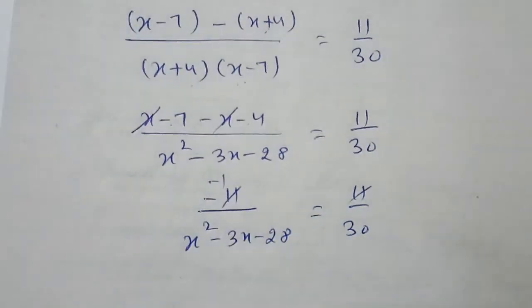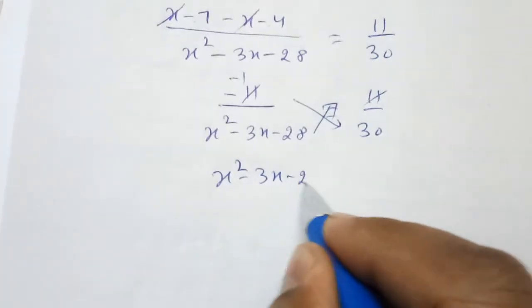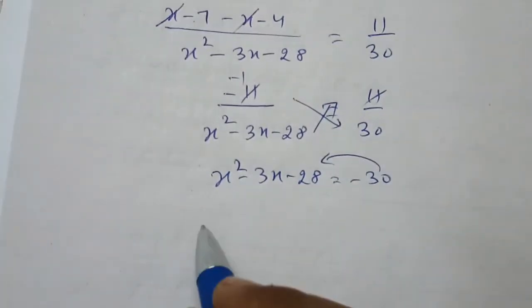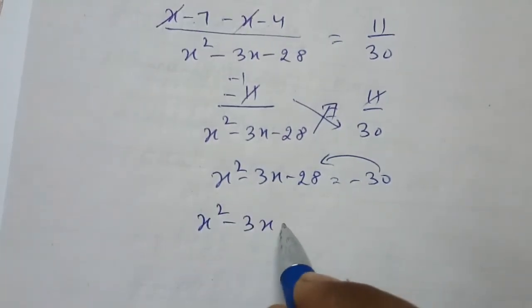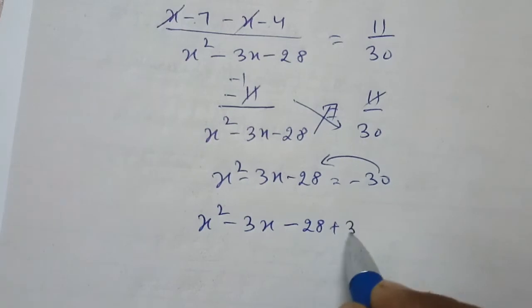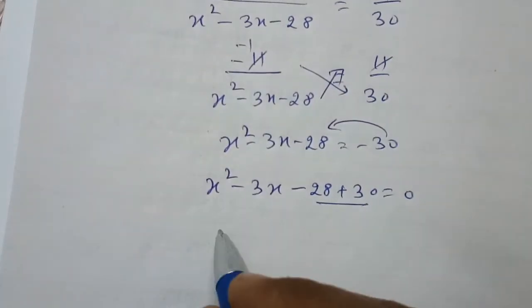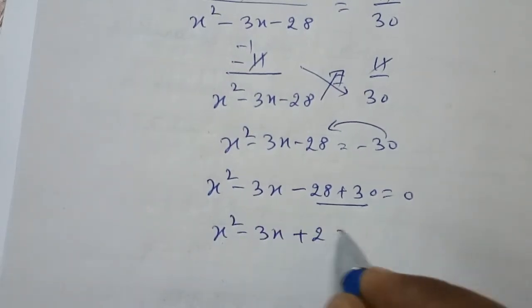Here we will have minus 1, and then we cross multiply. When we cross multiply, we get x square minus 3x minus 28 equals minus 30. This minus 30 will come to the left hand side, so we get x square minus 3x minus 28 plus 30 equal to 0. When we add these, we get 2. So x square minus 3x plus 2 equal to 0.